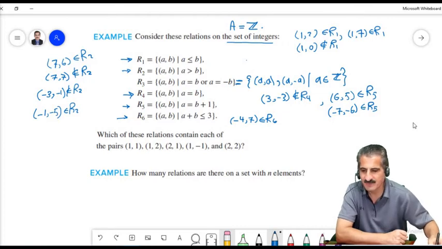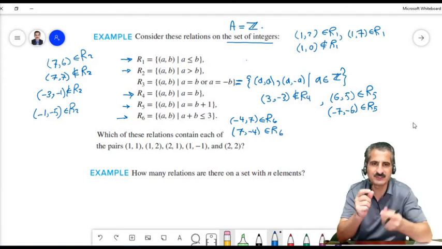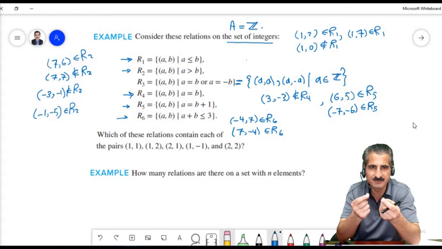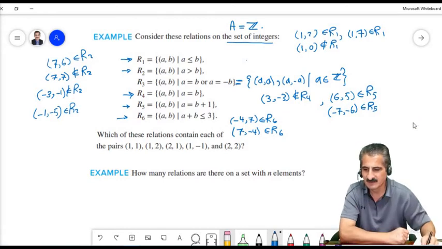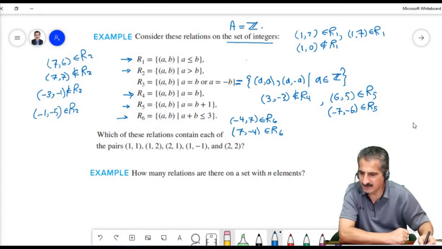Also we notice that if we reverse the order of these two elements, we will still have the pair in R6, because changing the places of the coordinates will not change the addition. Changing the places of the addition will not change the result. Okay, now go again here.